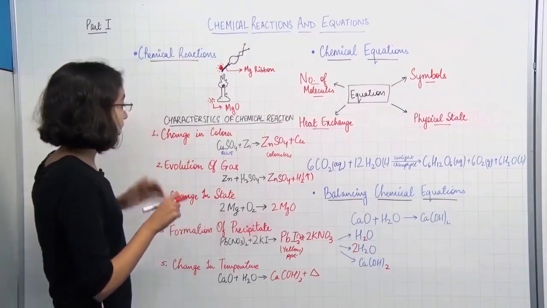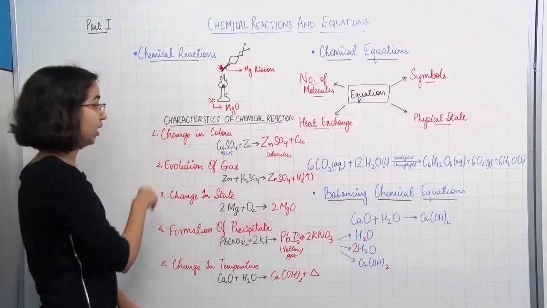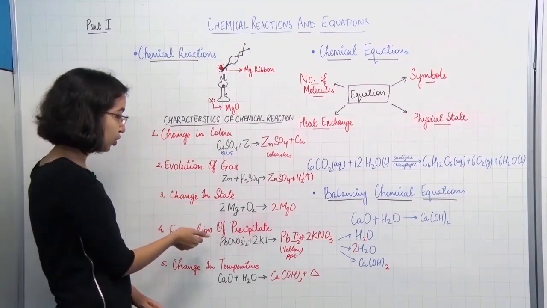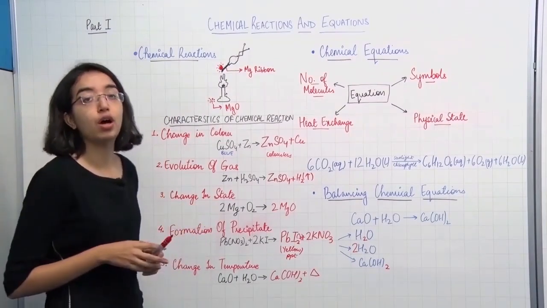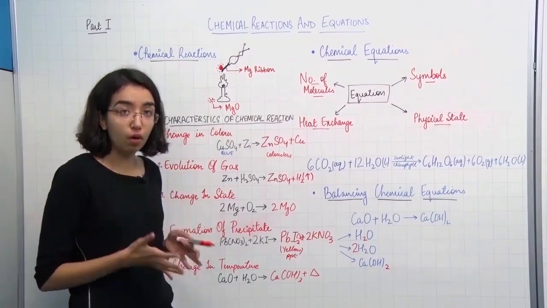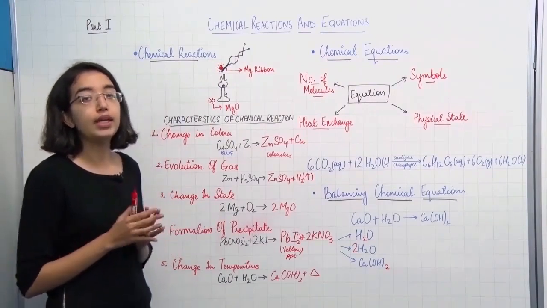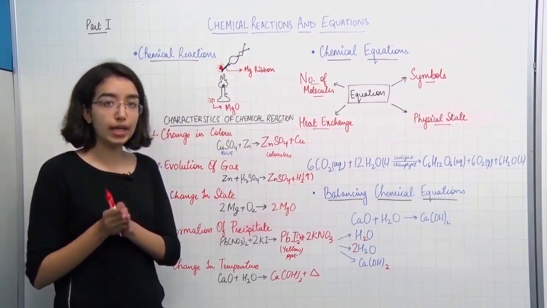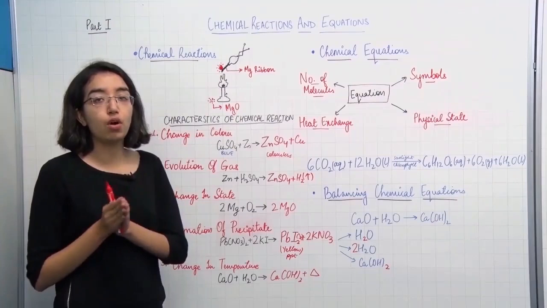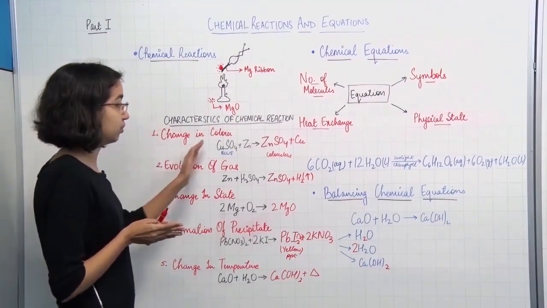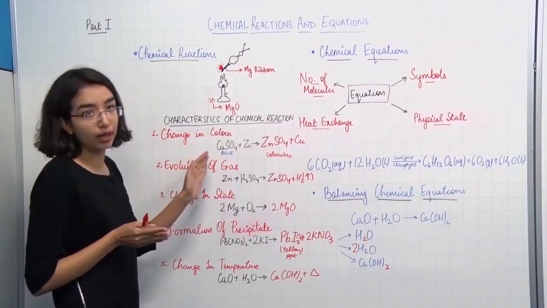So let us go through these 5 features again: change in color, evolution of gas, change in state, formation of precipitate, and change in temperature. When either of these or even all of these are happening, there can be one or more than one of these features, then it indicates that a chemical reaction has occurred, and that reaction is not of basic physical nature, which is reversible. These reactions are not reversible. Once this has happened, you cannot go back. Okay?